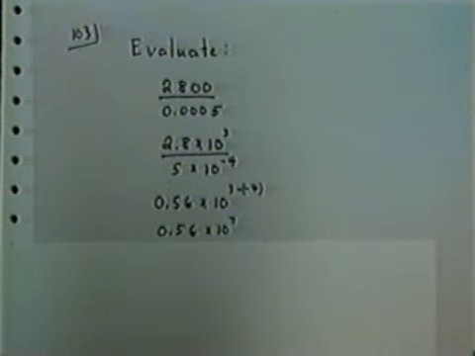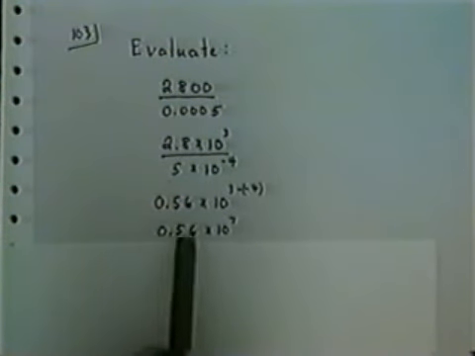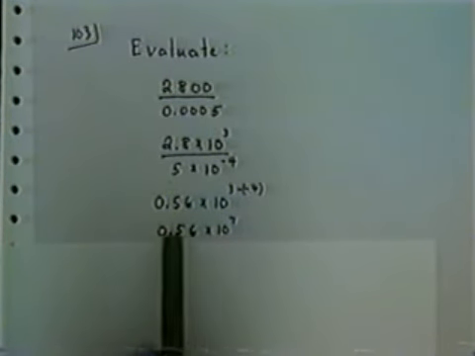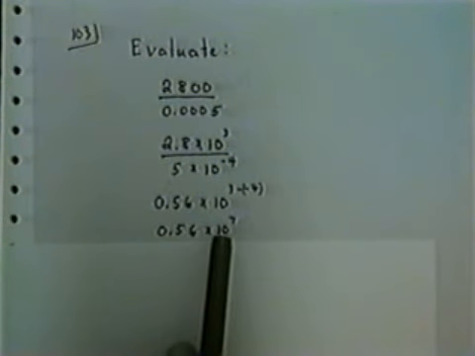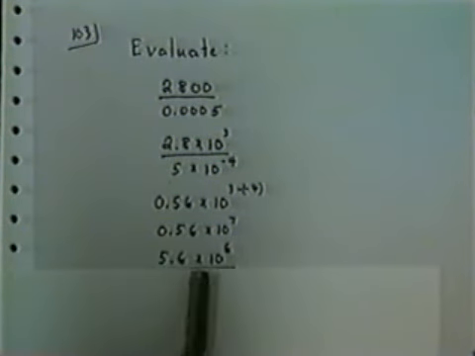This is an answer, but it's not in decimal notation and it's not in scientific notation. I need to convert it to pure scientific notation. To get it to pure scientific notation, I need to multiply this part by 10. I need to move my decimal one place to the right. So I need to multiply this part by 10. In order to keep everything equal, I would need to divide the second part by 10. So it would be 5.6 times 10 to the 6th.